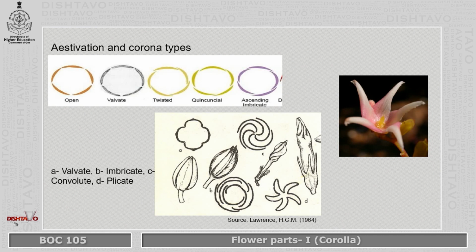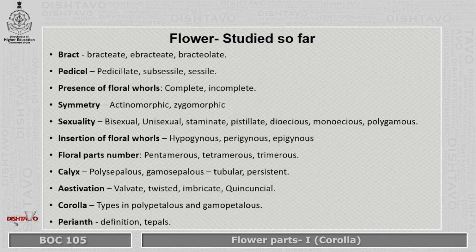Corolla parts can also be distinguished or named based on the estivation. Estivation you must have studied in the last module on the calyx. We have valvate, twisted, quincuncial and ascending estivation based on the attachment of the corolla limbs to the thalamus. So based on that, the corolla types can also be named as valvate, imbricate, convolute or plicate corolla types.